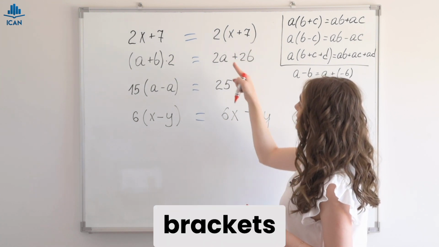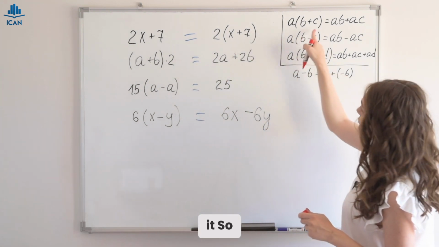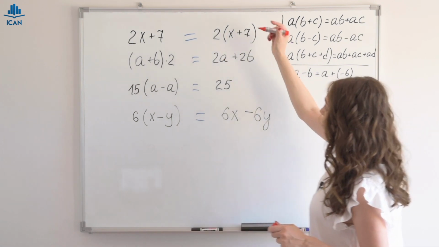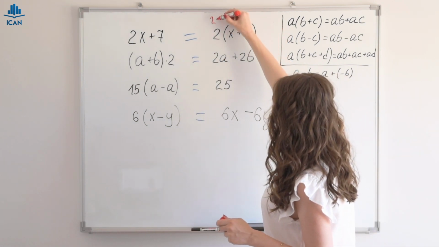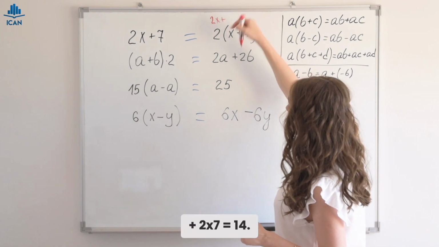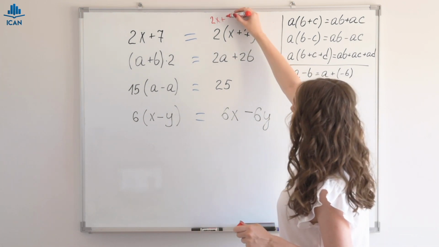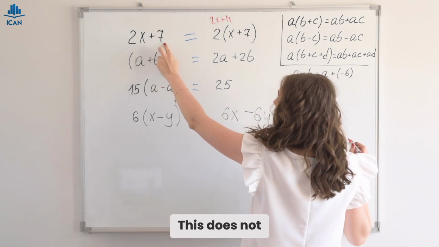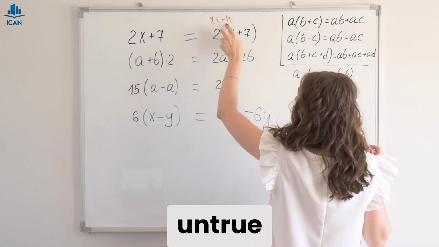x plus 7 within brackets, if we multiply it. So if we double each of the terms, what will we get? x plus 2 times 7 equals 14. What does that mean? This does not equal that, so it is untrue.